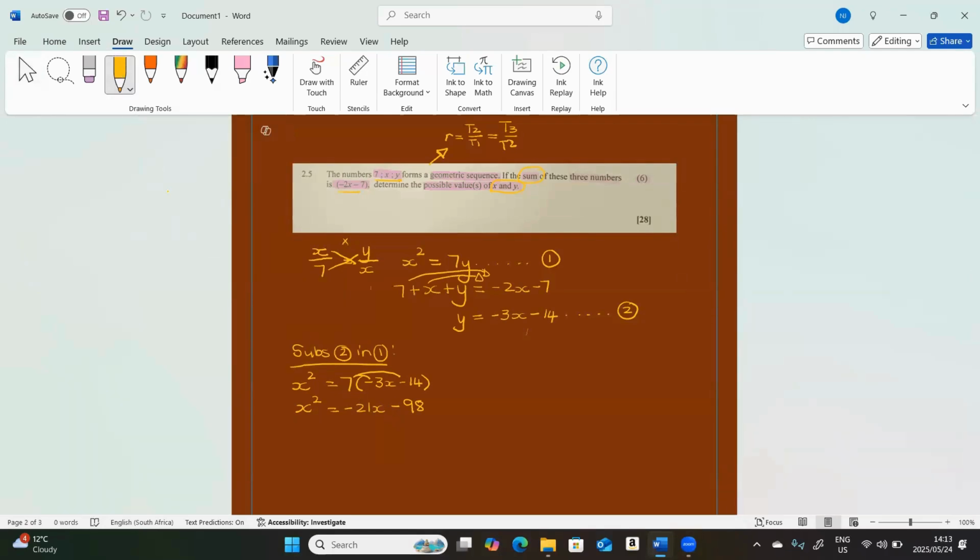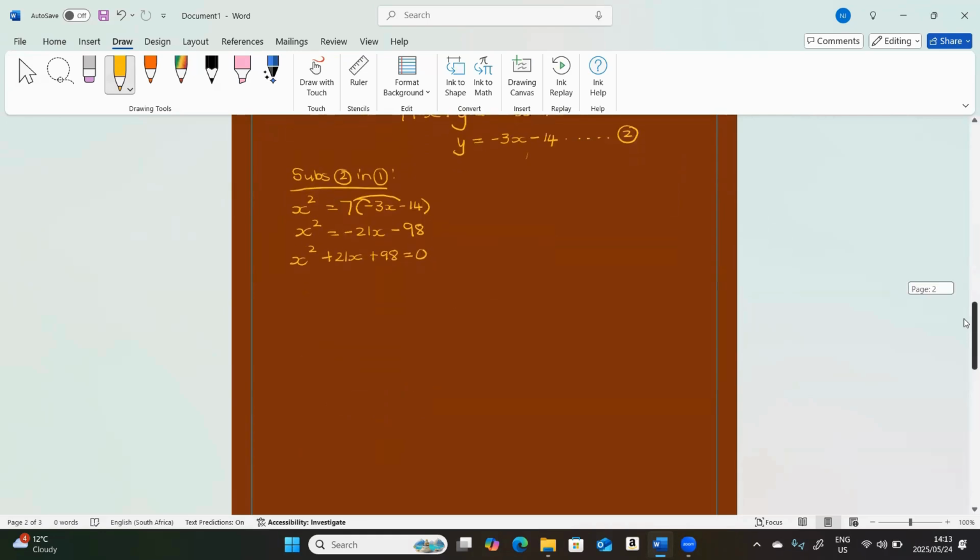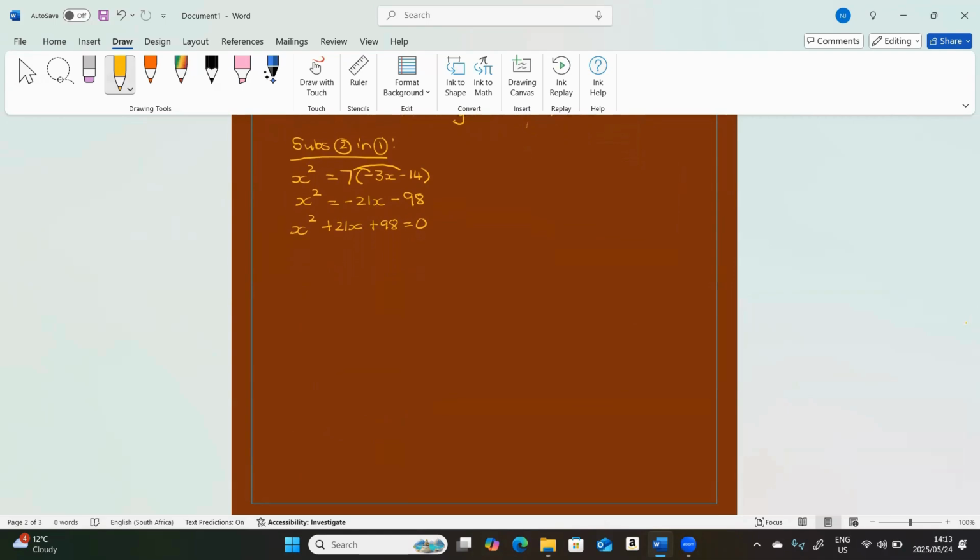And we can then go and solve x by saying x squared, and taking over to the other side the 21x, it becomes plus 21x, and the 98 becomes plus 98, and equating it to 0, so that we have our quadratic trinomial to factorize alone on the left-hand side of the equal sign. So now we can go and write our factorization brackets, because that is what we do when we factorize a quadratic trinomial. So x times x will give me x squared.